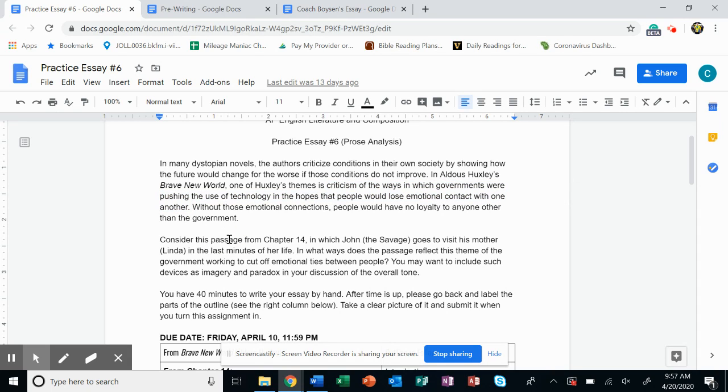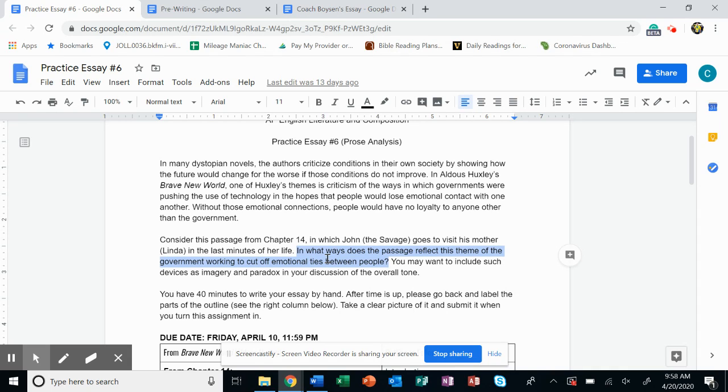Next, we get more specific about the passage. Consider this passage from chapter 14, in which John the Savage goes to visit his mother, Linda, in the last minutes of her life. In what ways does the passage reflect this theme of the government working to cut off emotional ties between people? Okay, so your thesis is going to answer this question. Yes, the passage shows that the government is trying to cut off emotional ties between people.